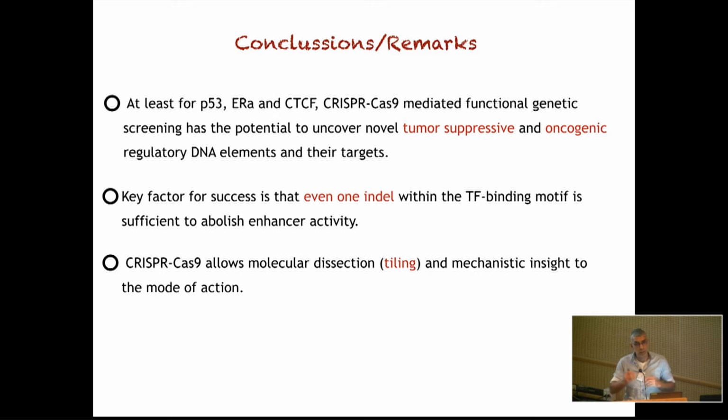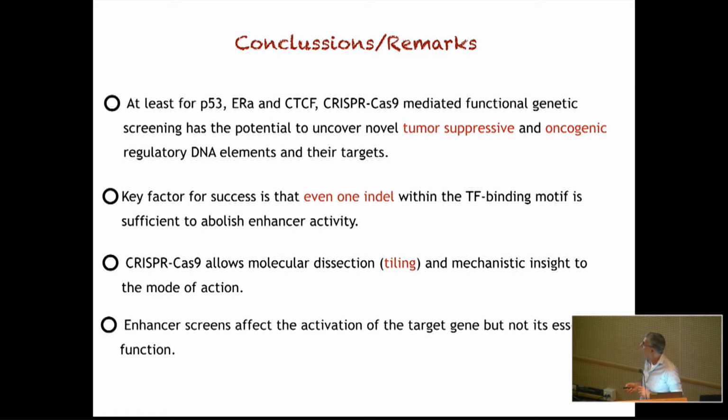Another interesting one, once we identified the enhancers that are functional in a certain phenotype, we could tile the entire enhancers and beyond with CRISPR, and by that identify other elements and other factors that might be important for the phenotype. So we can mechanistically get insight into these regions.